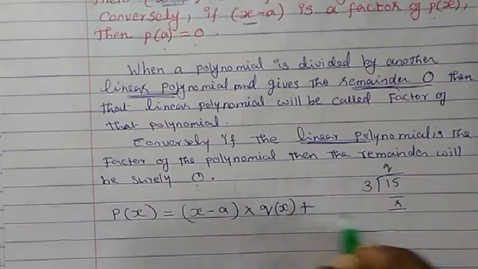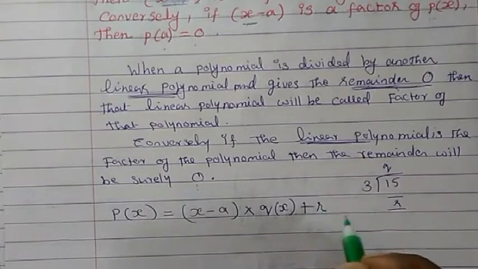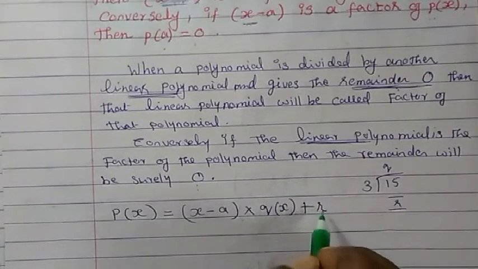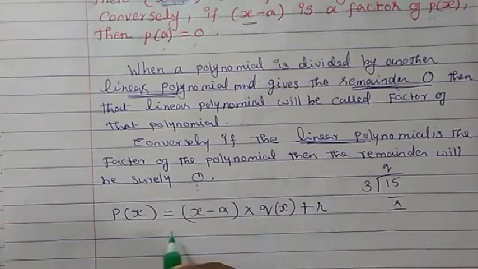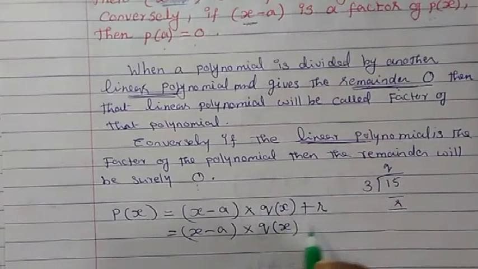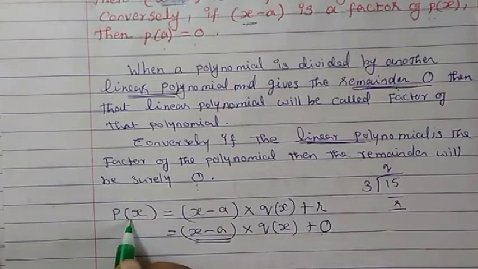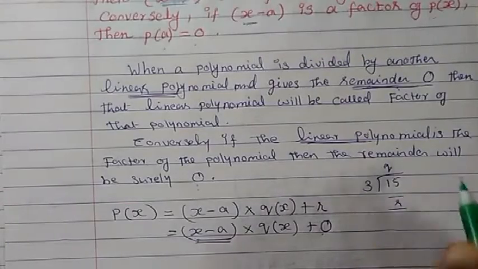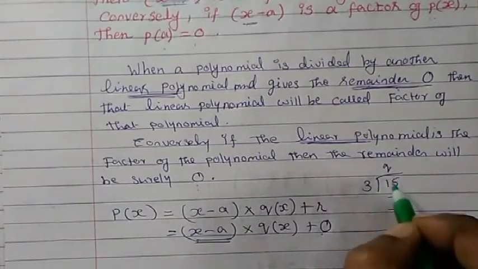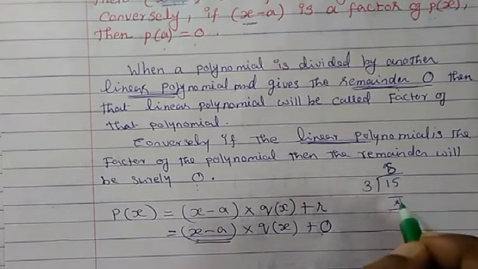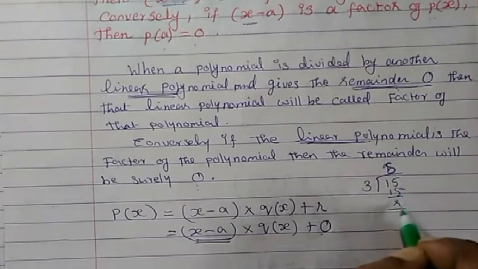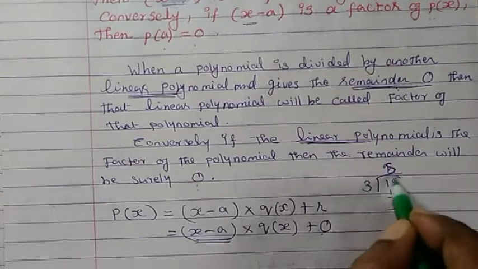So we will get a quotient, and plus we will get the remainder. When this remainder becomes 0, then this is a factor of this polynomial. For example, you take 15. Now 15 can be divided by 3, 5 times, and then the remainder will be 0.